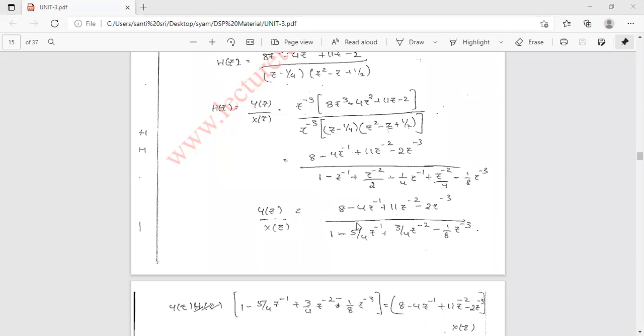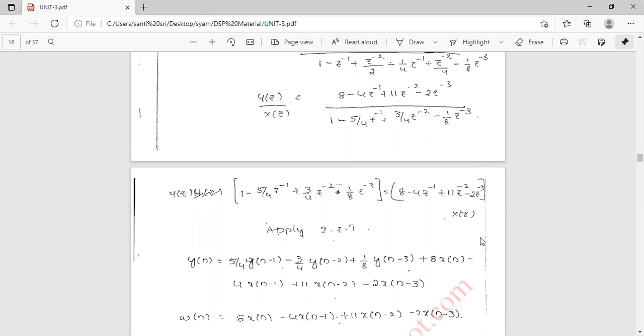So that it will become 5 by 4 z power minus 1 plus 3 by 4 into z power minus 2 minus 1 by 8 into z power minus 3. So it is equal to Y of z into 1 minus 5 by 4 into z power minus 1 plus 3 by 4 into z power minus 2, okay, minus 1 by 8 into z power minus 3 is equal to 8 minus 4 z power minus 1 plus 11 z power minus 2 minus 2 z power minus 3 into X of z.